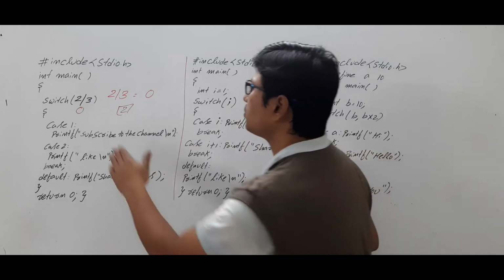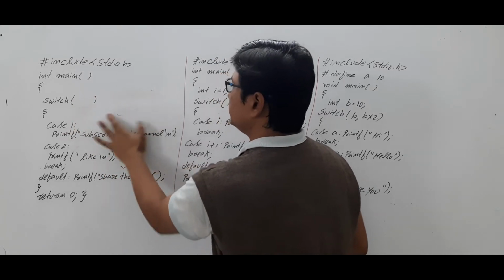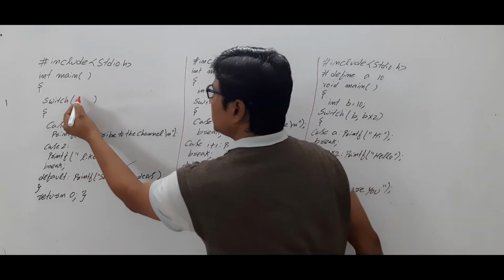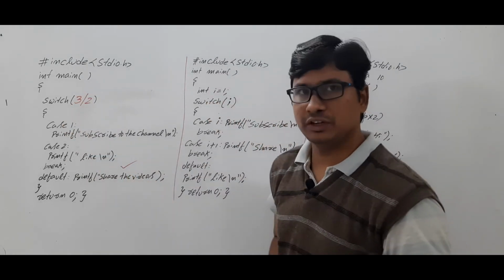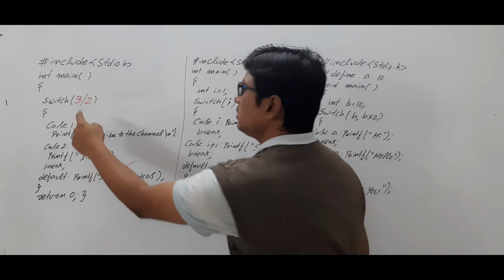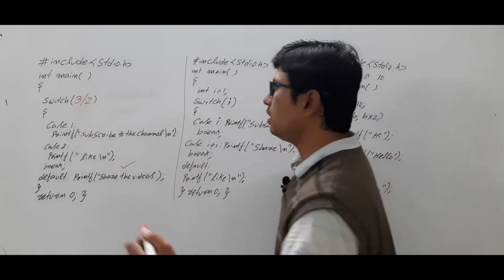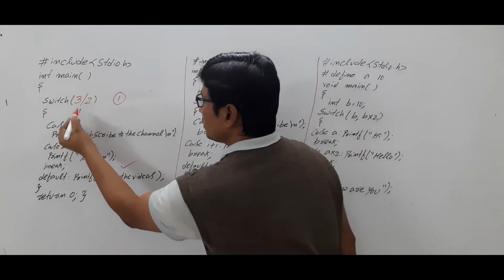Let me modify the program a little bit and we will see what the output is. Instead of 2 by 3, if I write 3 by 2, let's see what the output is. If you know, please write the answer in the comment section. 3 by 2 will give you the quotient as 1. Will you agree with me? So it will return the value 1.